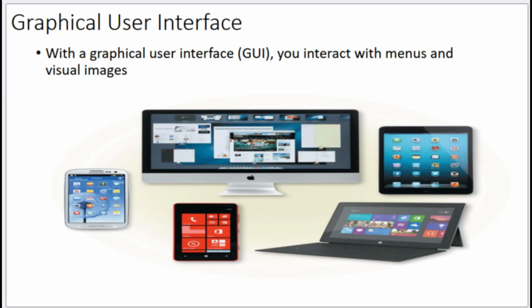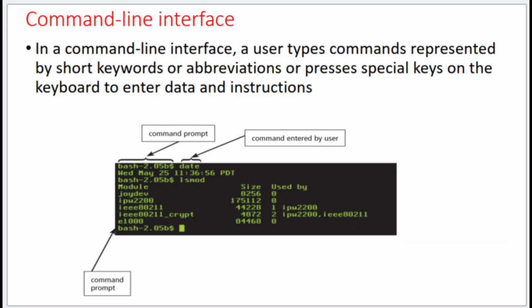Graphical user interface. With a graphical user interface, GUI, you interact with menus and visual images. Command line interface. In a command line interface, a user types commands represented by short keywords or abbreviations, or presses special keys on the keyboard to enter data and instructions.